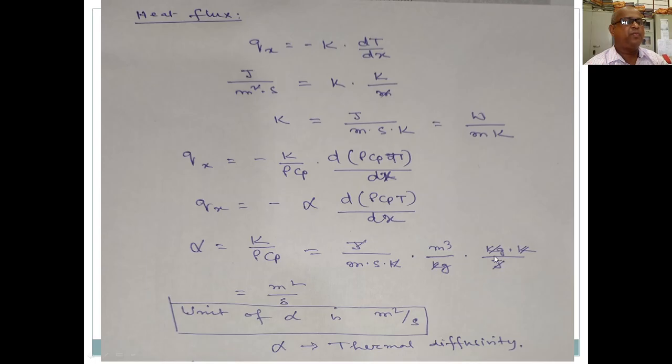Energy content joule per kg per degree Kelvin. Okay, so this will cancel out, kg cancels out, joule, this is meter cube. So unit of this alpha is meter square per second, and this is the thermal diffusivity.